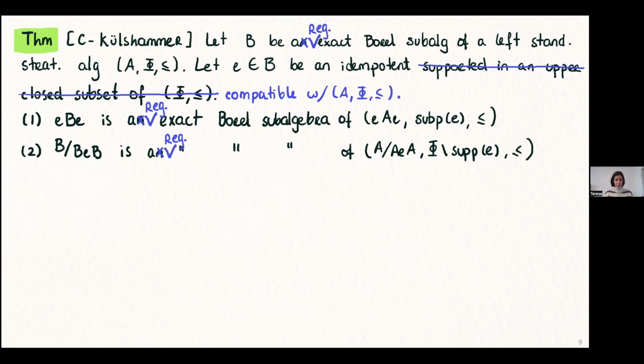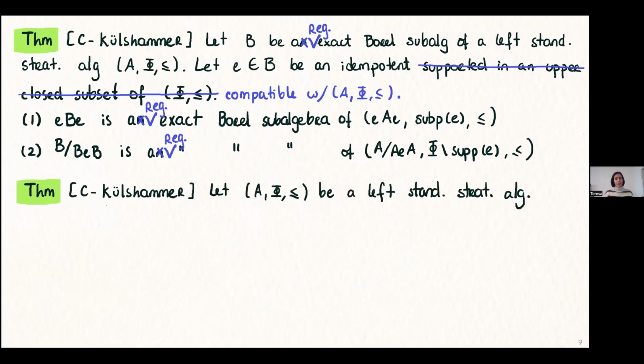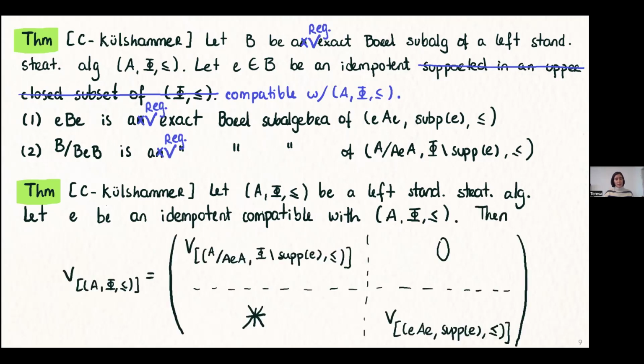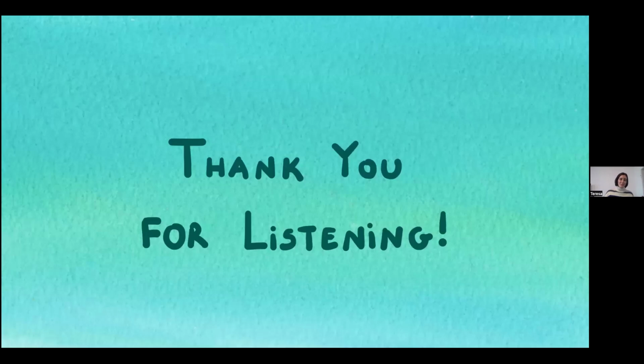And finally, for A left standardly stratified and E compatible with A, we get that the previous matrix V has a lower triangular block structure, where here we get the matrices V corresponding to the idempotent quotient and the idempotent subalgebra. Yeah. Thank you very much for your attention.